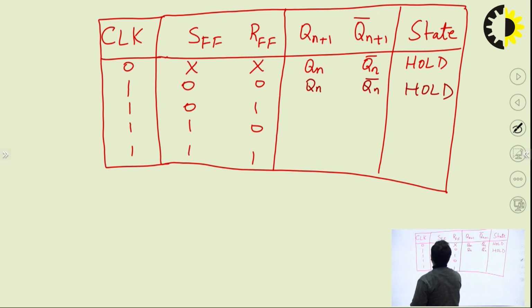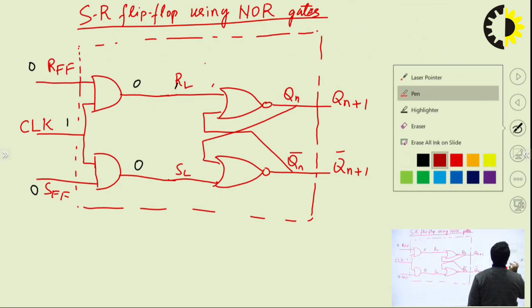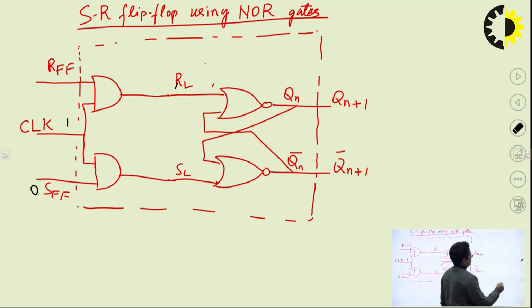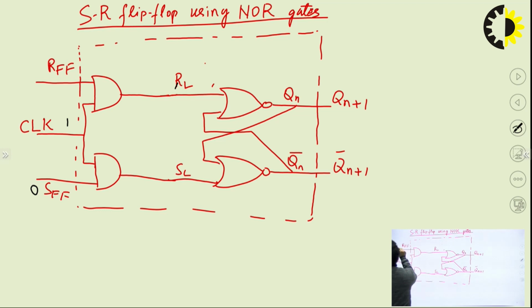Now the next combination is when your SF is 0. Let us see that combination. SF is 0 and clock is 1, and RF is also 0. So for this, the moment we are applying 0 to one of the input terminals of the AND gate, definitely the output will be 0, and for this combination 1 1, the output will be 1.